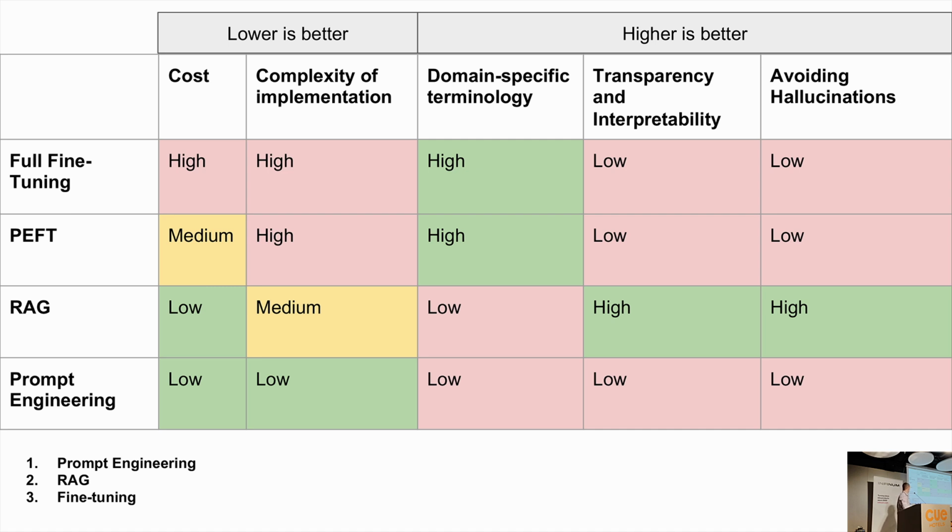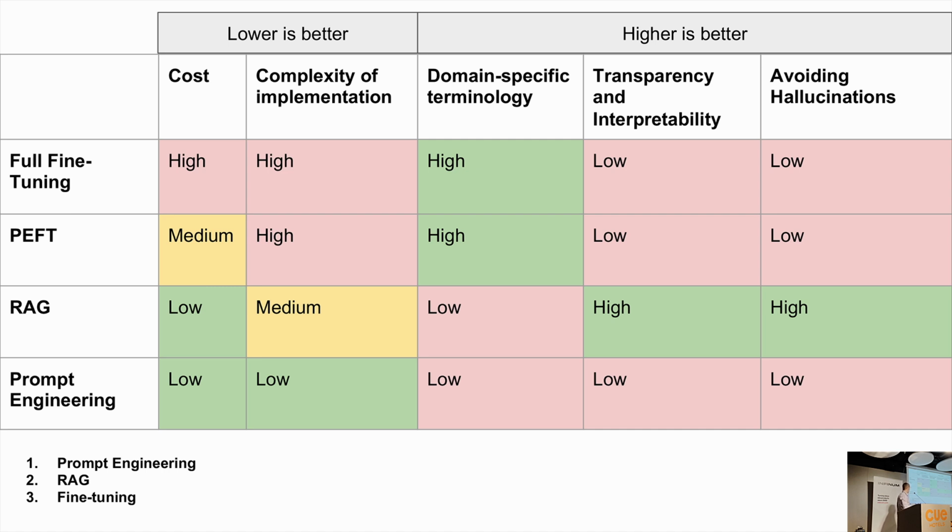In this table we can see all the methods that I talked about, and some metrics like cost and complexity of implementation. The lower values are better. And also domain-specific terminology, transparency and interpretability, and avoiding hallucination. The higher values are better because we want to have more domain-specific knowledge, we want to have interpretability and transparency, and also we want to avoid hallucination.